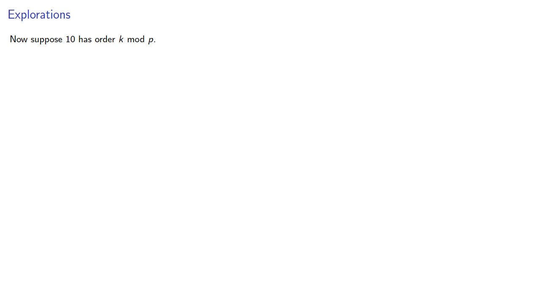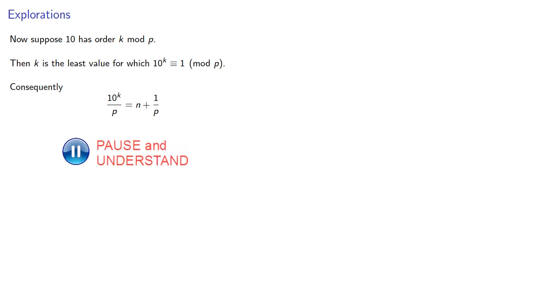Now suppose 10 has order k mod p. Then k is the least value for which 10 to the power k is congruent to 1 mod p. Consequently, 10 to the k divided by p, we can rewrite that as our whole number quotient n plus 1 over p, because 1 is our remainder.